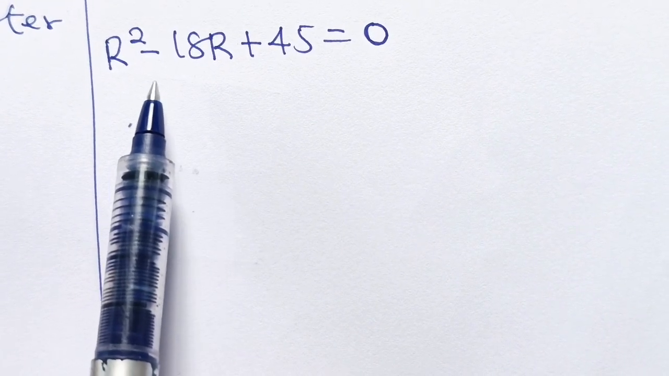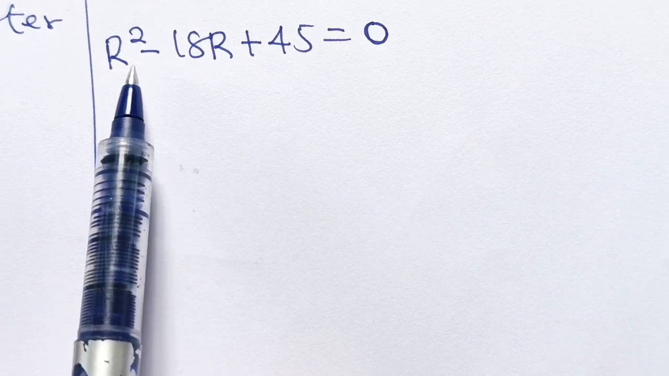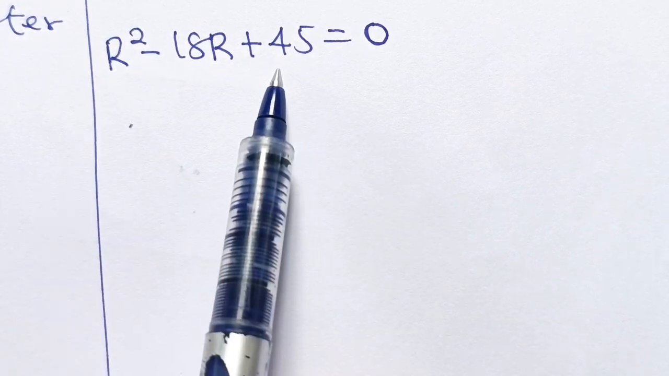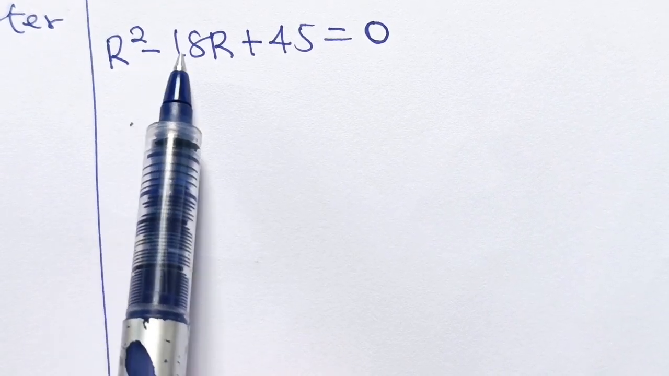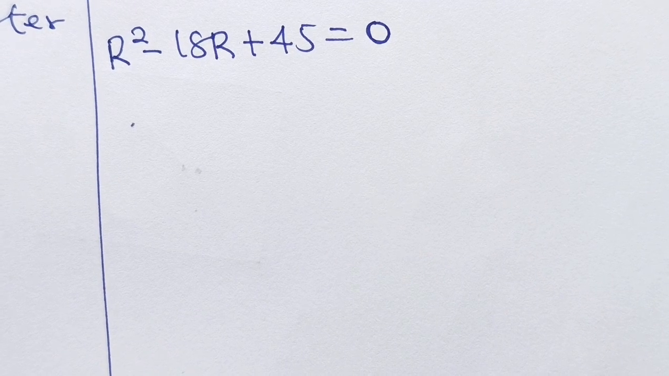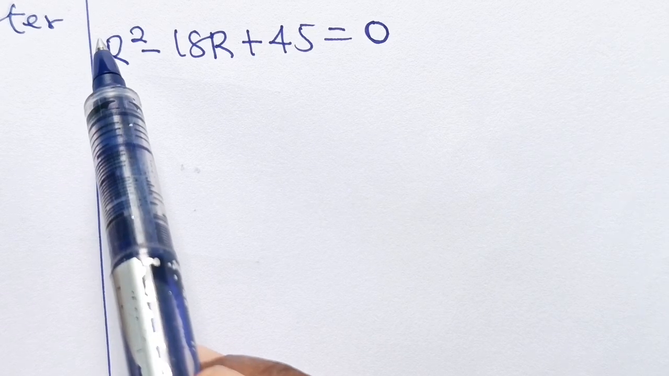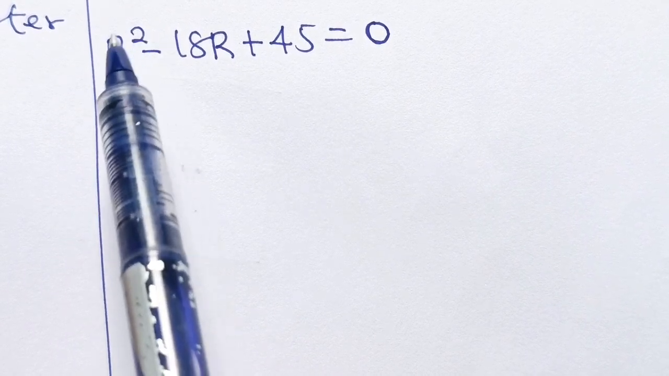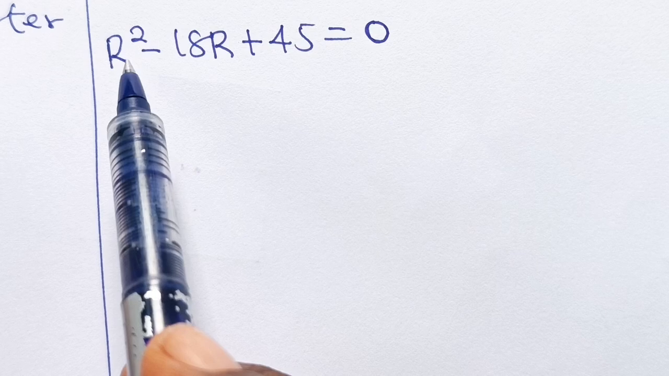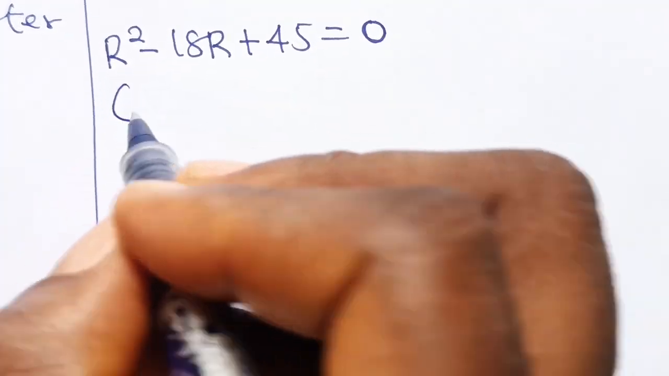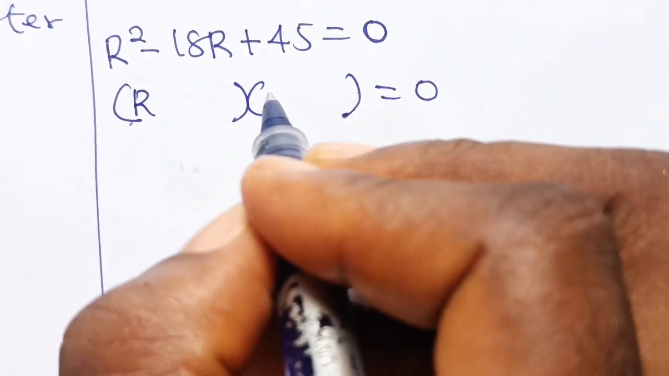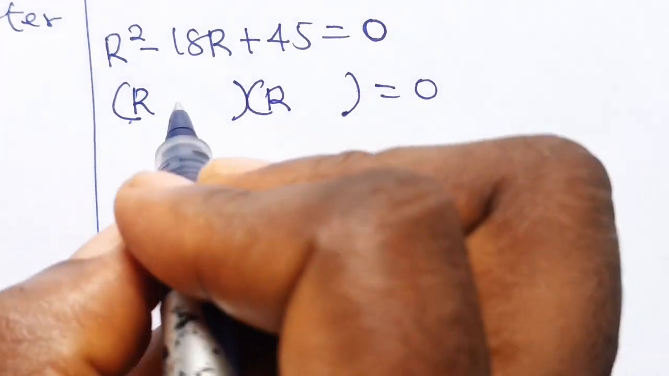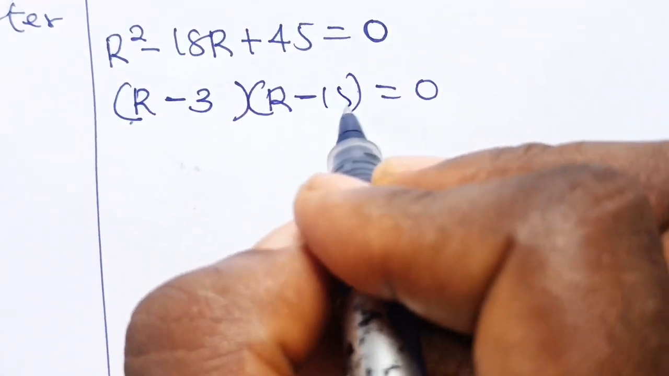To factorize this, remember we can use the factorization method to get the value of r. Now we need two factors of 45 that when we add them together we get minus 18, and those two factors are minus 3 and minus 15. Because the coefficient of r squared is 1, it simply means that we can factorize it easily by opening two brackets this way. Now r multiplied by r is r squared. Then our factors are minus 3 and minus 15.